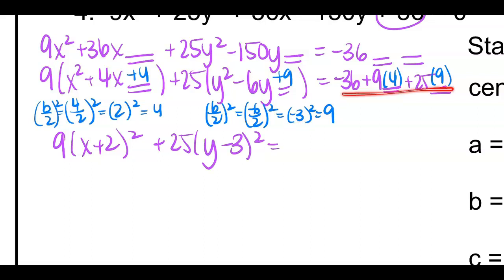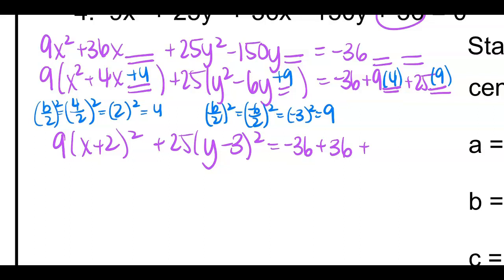okay, for this side over here, I need to combine my like terms, which means I need to multiply, add, all that good stuff. I'm going to make this negative 36 plus 9 times 4 is also 36. And 25 times 9, ugh, that's disgusting. That's probably going to be a large number.